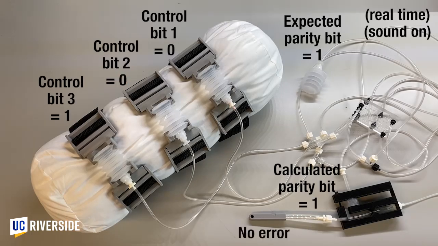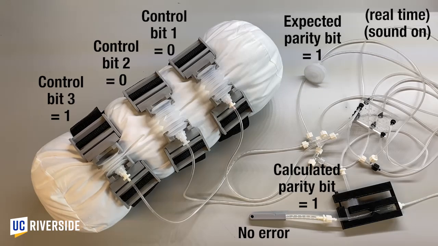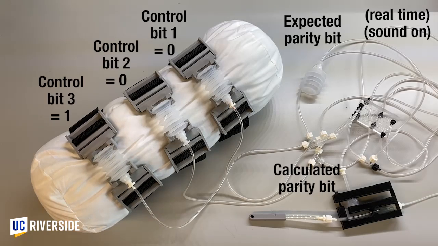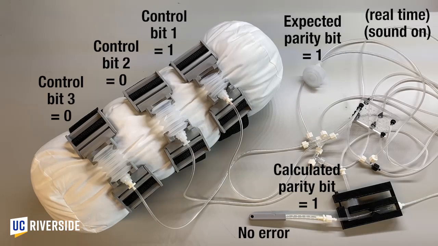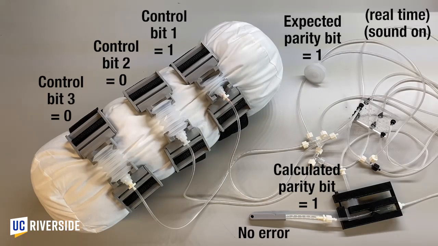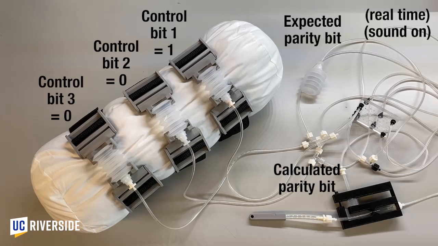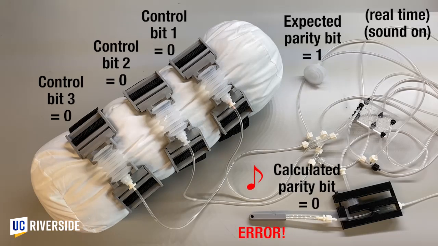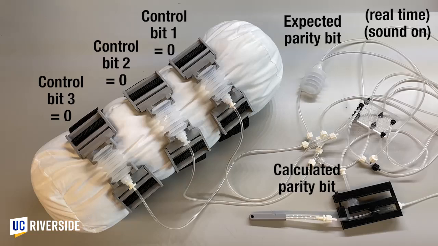The error signal stops while the other control bits are being operated, but it resumes in a few seconds when control bit 2 again receives vacuum. In this manner, the pneumatic error detector will continue to alert the user of the error condition until the error is resolved.